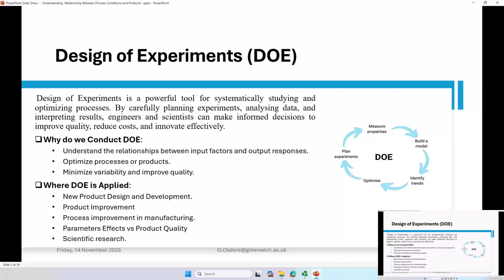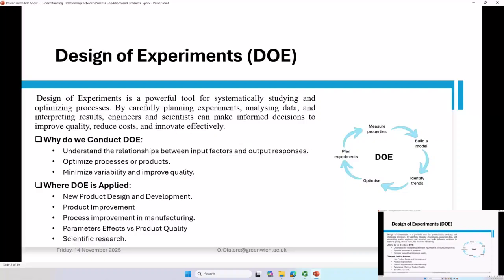Then the next one is, where is DOE applied? One, it is applied in new product design and development. When you are designing a new product, let's say new yogurt, new beverages, you can use DOE. And then for product improvement, you have a product already, but you want to improve upon it, maybe for better yield or for better quality characteristics, you can use DOE. And the next one is process improvement in manufacturing also. Most of the time in manufacturing, they use Taguchi. So I will tell you later.